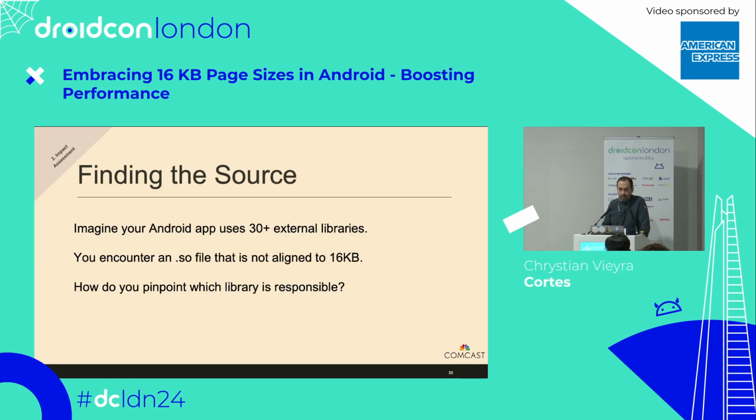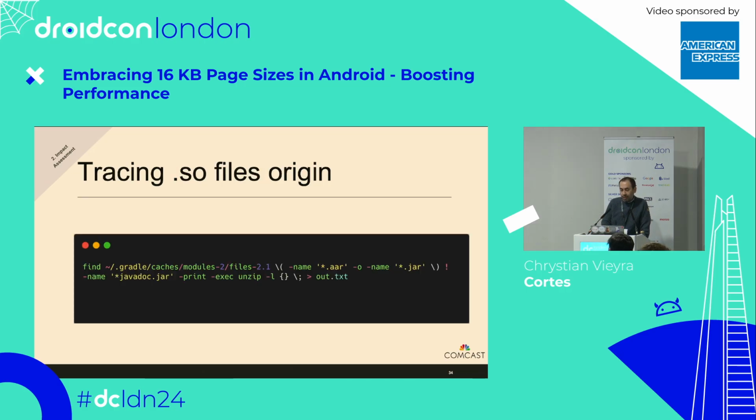A problem I had, especially at Comcast where I worked, is that we have a lot of internal and external libraries in our app, a lot, right? It's a large app. And I encountered some .so files and I didn't know where they came from, because some of those .so files were not called something like firebase.so. It was something else, right? So I had to do a little bit of digging. How could I find out who's bringing this to the app?